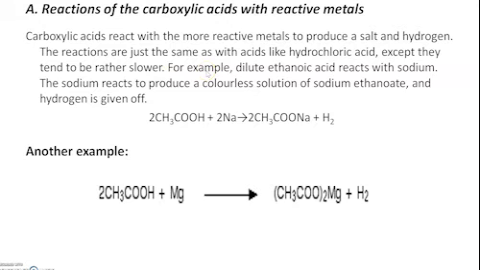For example, dilute ethanoic acid reacts with sodium. Ethanoic acid reacts with sodium, producing colorless solution of sodium ethanoate, and hydrogen gas is given off. Another example, ethanoic acid reacts with magnesium. You can use magnesium ribbon also. In this case, magnesium ethanoate is formed and hydrogen gas is given off.